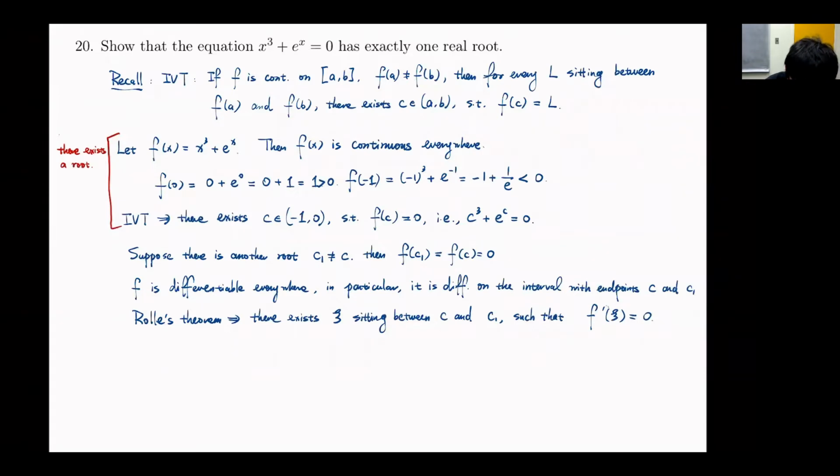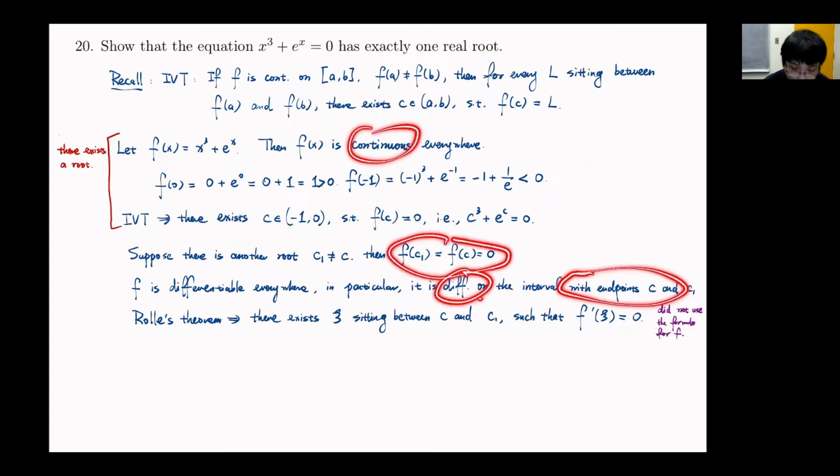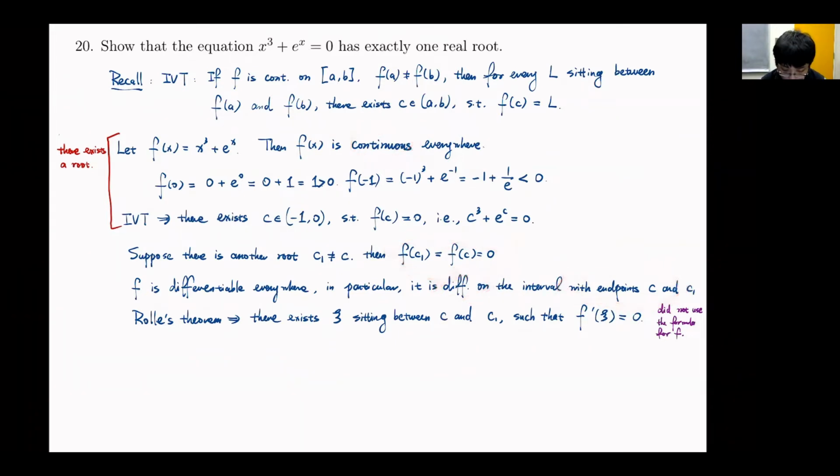Okay, before continuing, let me give a remark over here. We have obtained the conclusion that f prime of ξ equals 0. And in this conclusion, we did not use the formula for f. For every function that is continuous on the interval and differentiable on the interval, and moreover, with the two endpoint values being the same, for any such function, we can deduce that f prime of ξ equals 0. And this is irrelevant of the formula over here. As long as the assumption is correct, we must have this.